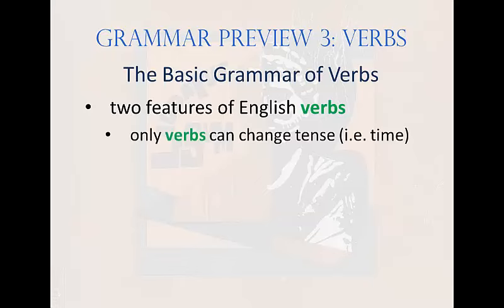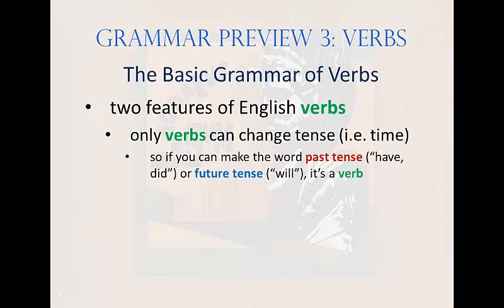First, can you change the tense or time frame of the word? Can you, for instance, make it happen in the past or the future? If you can, it's a verb, because only verbs can change tense, that is, when they happen. The principal way English changes tense with verbs is by adding tense markers, like have or did. Those make the verb past tense. Or will. Will makes it future tense.